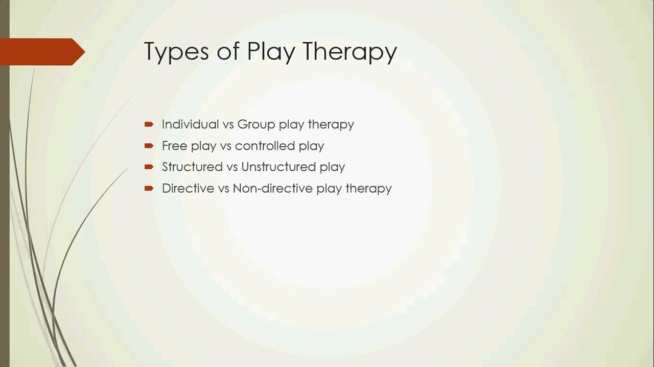Next one is free play and controlled play. In free play, the child is given freedom in deciding what toy he wants to play with. In controlled play, the child is introduced to a scene where the situation or setting is already established. It means that in controlled situations, you need to play as planned. You cannot choose that you want to play this game or do that. It's already planned.